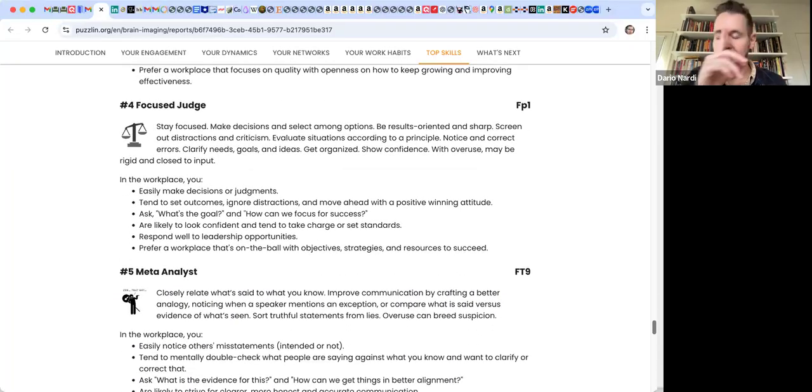Focus judge, that's one of our 2 decision-making regions here. Staying focused, making decisions, selecting among options, being results-oriented, being sharp, screening out distractions. It can be overused at times. For you, I don't see a lot of overuse. You have good connectivity. I wouldn't say you're this loosey-goosey brainstorming open-ended person. You look like the person who wants results, who's going to say, okay, how do we stay focused? But you have both executive regions, just this one is stronger, making decisions, focusing on outcomes. What's the goal? How can we focus for success? Those are good questions for somebody who prefers this region.